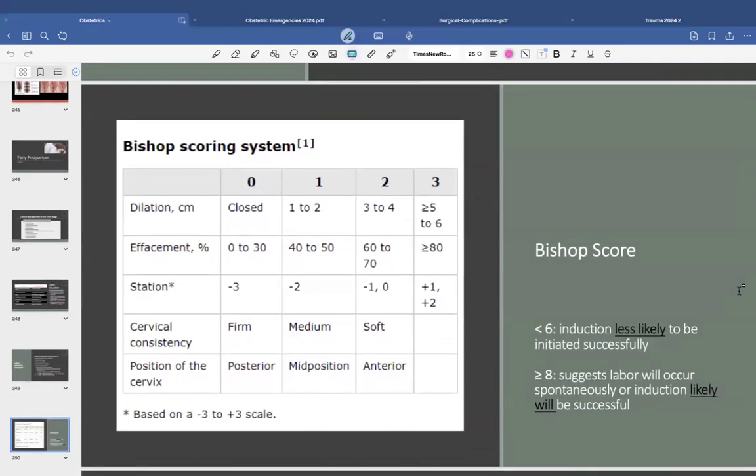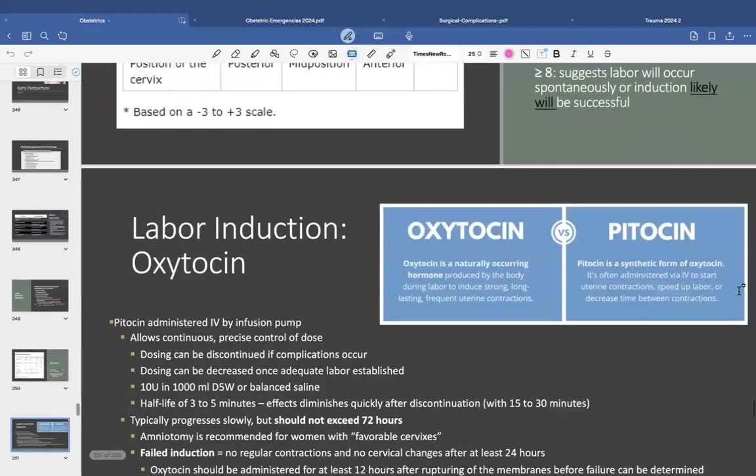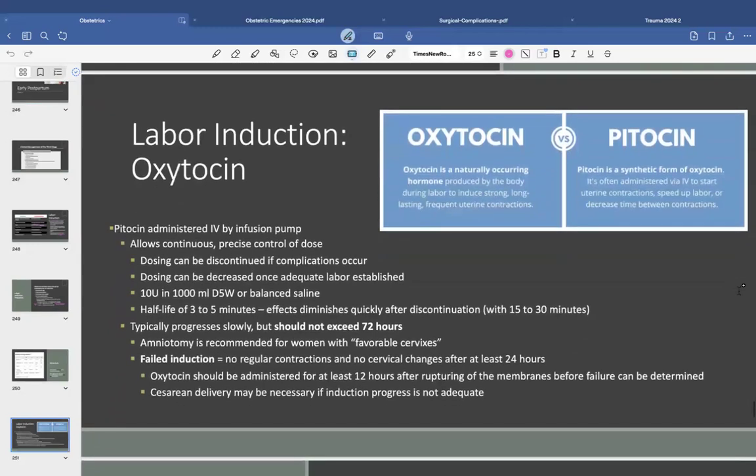Is the cervix getting soft? Is the cervix beginning to shorten? Is the cervix beginning to dilate? How big is it? How high or low is the baby in the pelvis? Is it the station? Is it engaged? To induce labor, we use oxytocin. We talked about that, promoting uterine contractions.